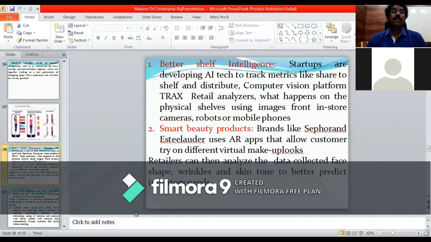Some of the examples of AI, and the advantage of AI, is better shelf intelligence. Startups are developing AI tech to track metrics like share of shelf and distribution. Computer vision platforms let retailers analyze what happens on physical shelves using images from in-store cameras, robots, or mobile phones. Number two, smart and beauty products. Brands like Sephora use AR apps that allow consumers to try on different virtual makeup looks. Retailers can then analyze and collect data on face shapes, wrinkles, and skin tones to better predict inventory needs.